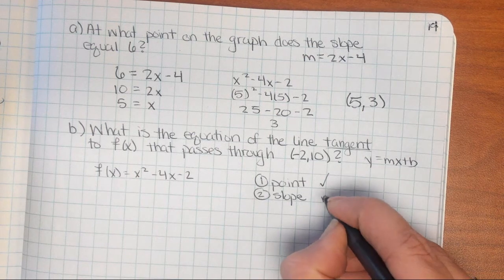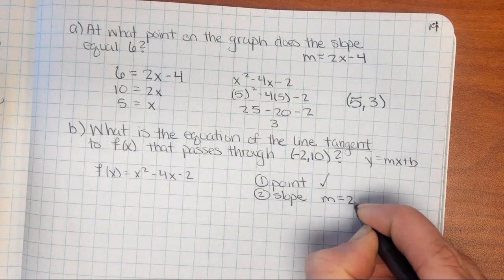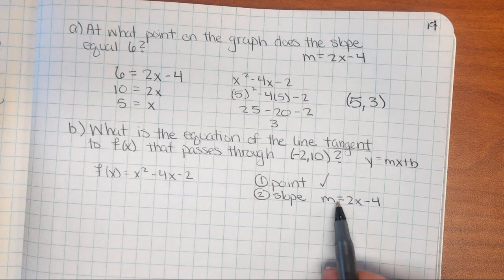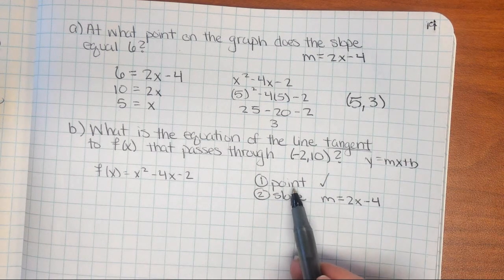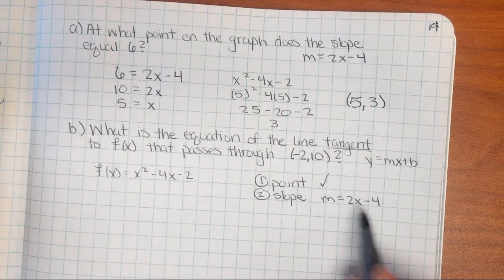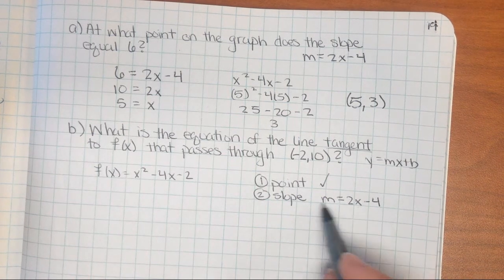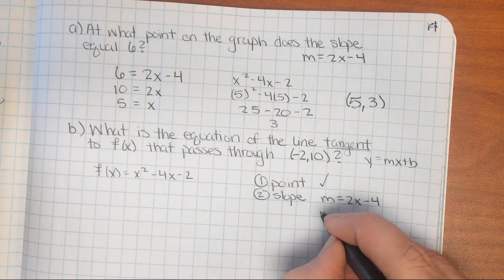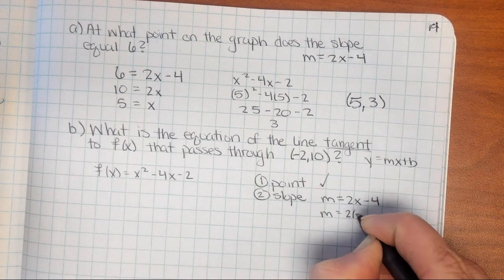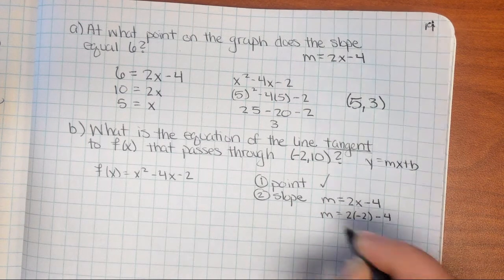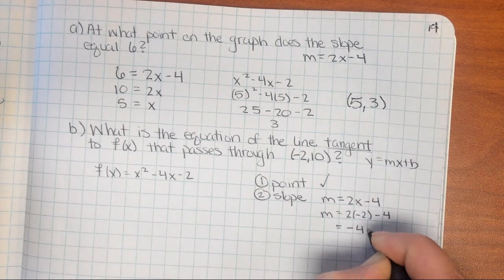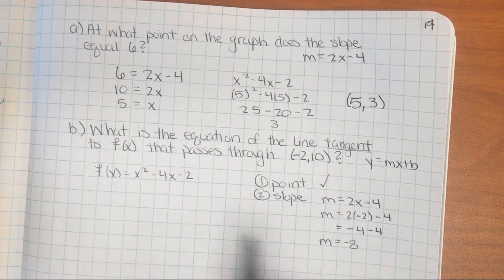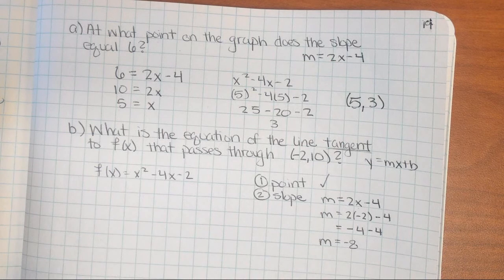The slope, however, I'm going to use that slope equation that I found. The slope was equal to 2x minus 4. Now you might be thinking, how am I supposed to find m? But remember, when they give you the point, they give you the x value. So the x value I'm going to use here is negative 2. So m is going to be equal to 2 times negative 2 minus 4. So I get negative 4 minus 4. Therefore, the slope of this tangent line for the given function is negative 8.